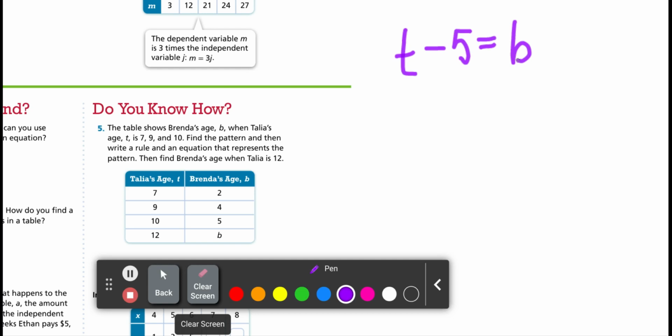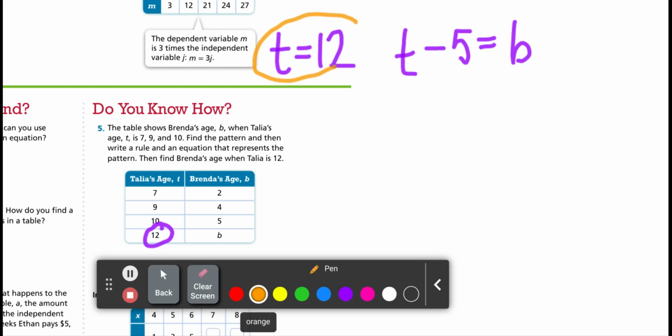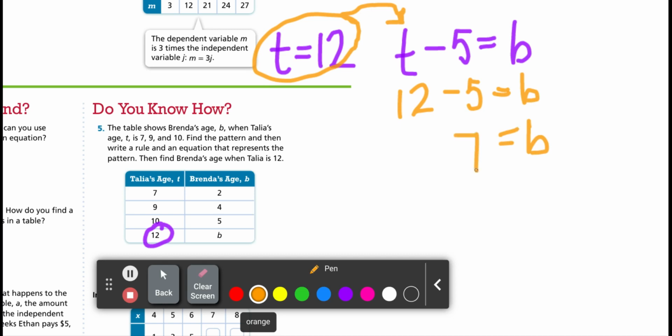Okay, so they want to know Brenda's age when T equals 12. So Talia's age is 12. We know that T equals 12. What are we going to do with that? We're going to take the T equals 12 and plug it into our equation. So then we will have 12 minus 5 equals Brenda's age, B. And what is Brenda's age? 12 minus 5 is 7. So Brenda will be 7 when Talia is 12.